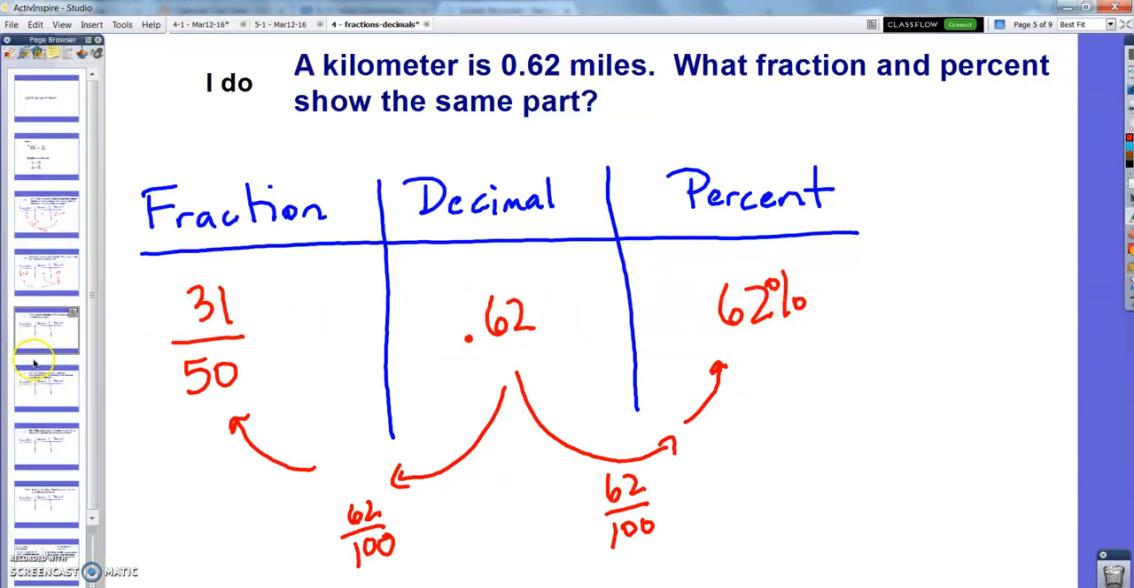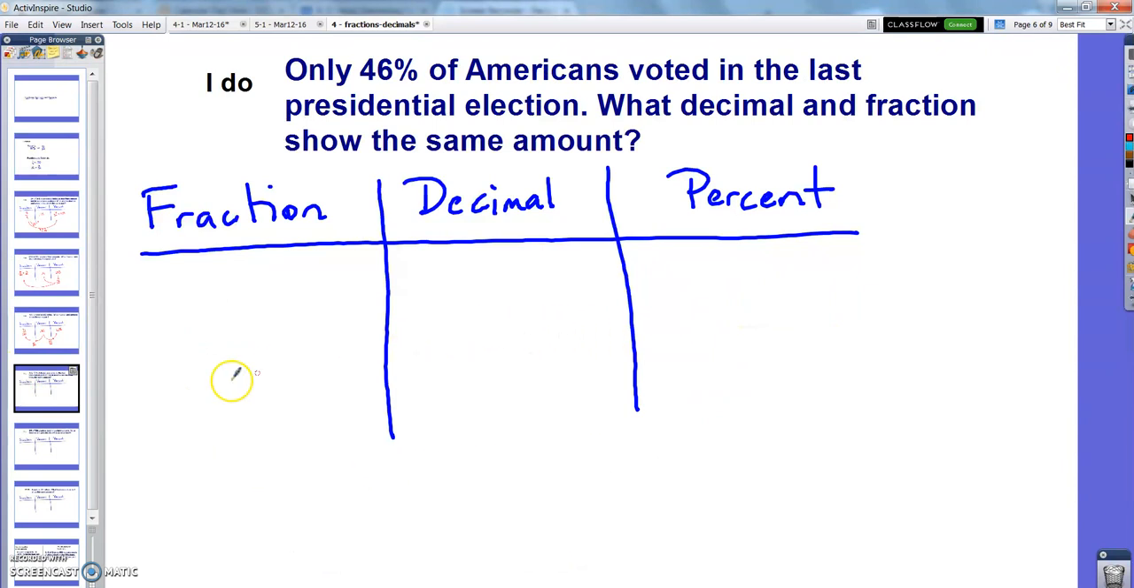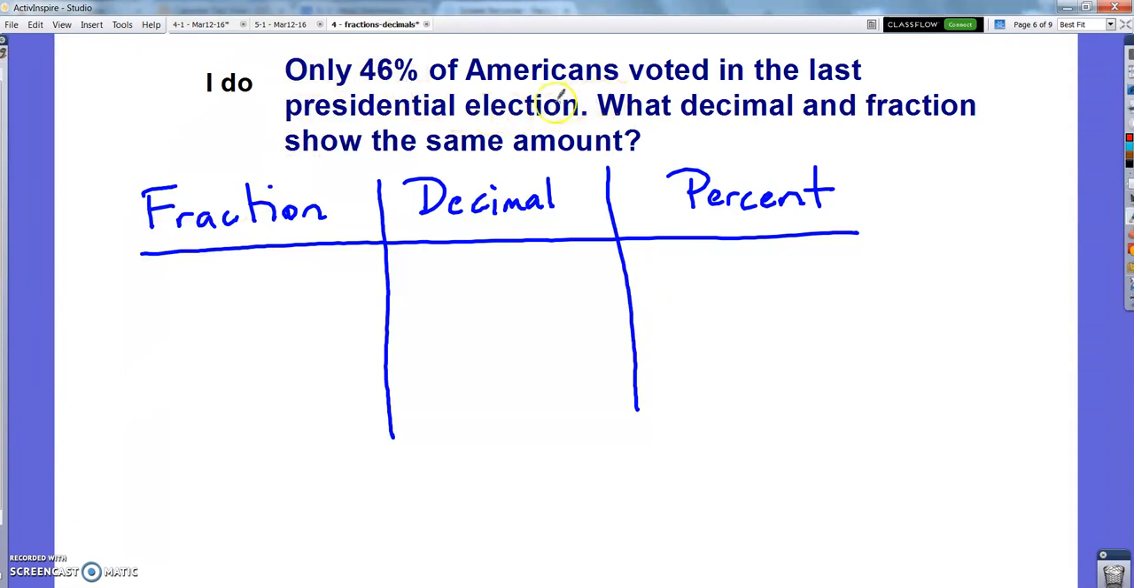Okay? Open your math notebook up. Let's do some together. All right. It says only 46% of Americans voted in the last presidential election. What decimal and fraction show the same amount?